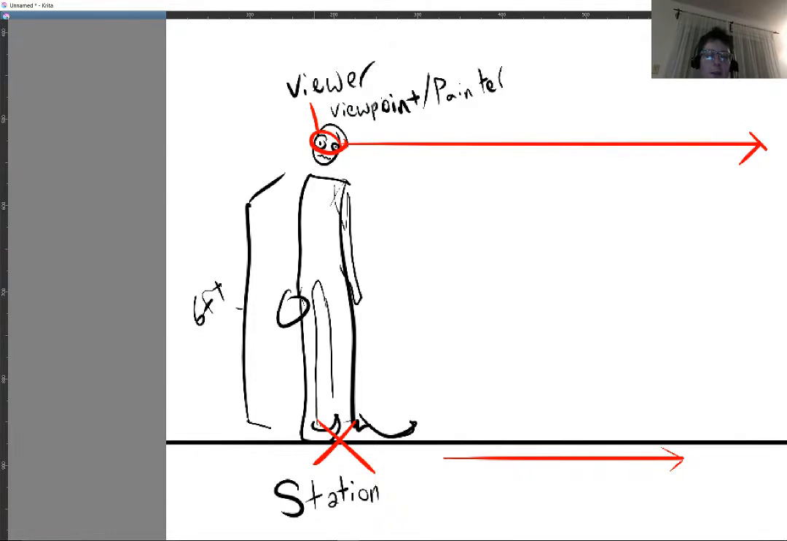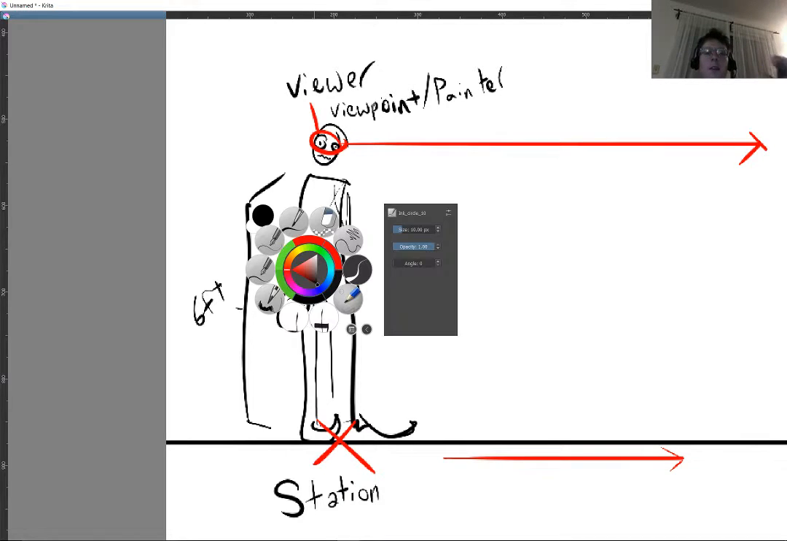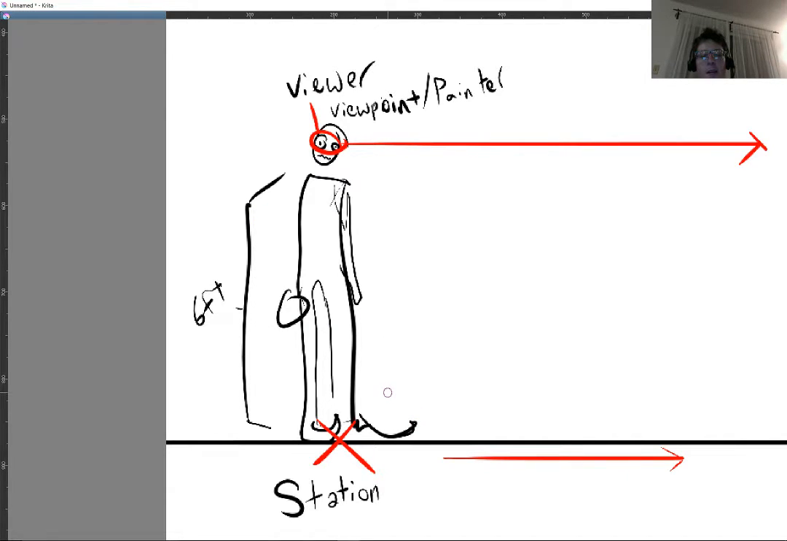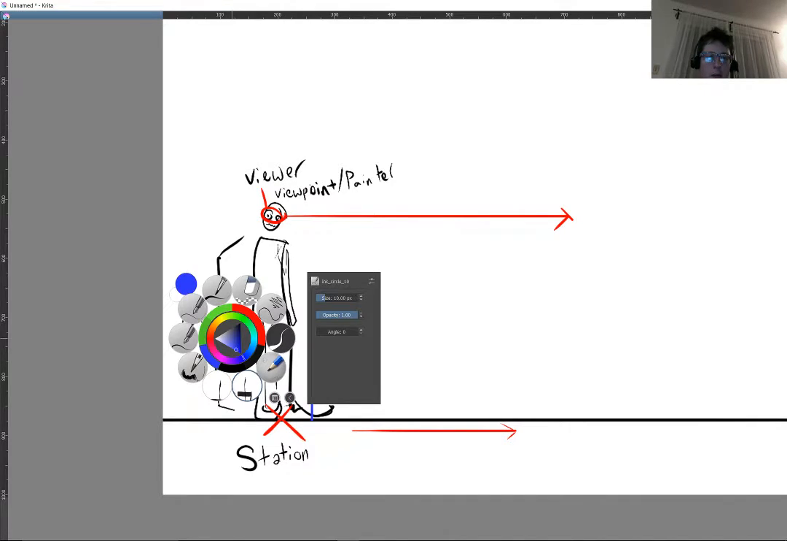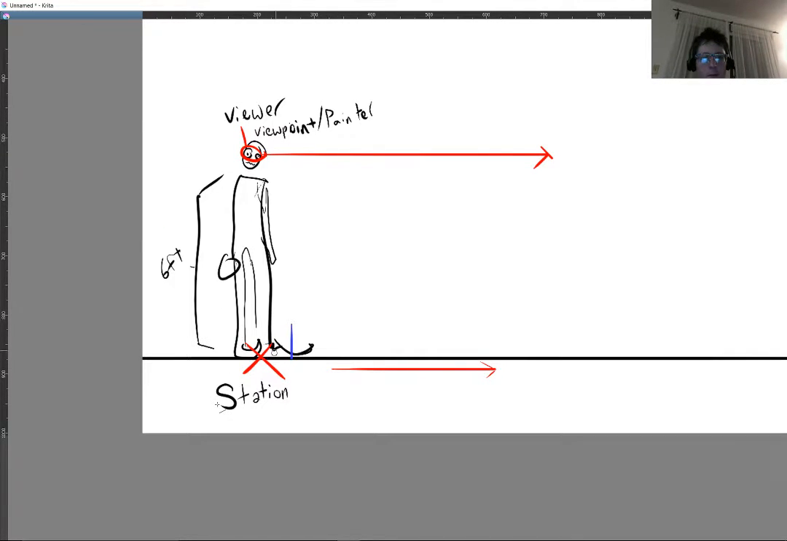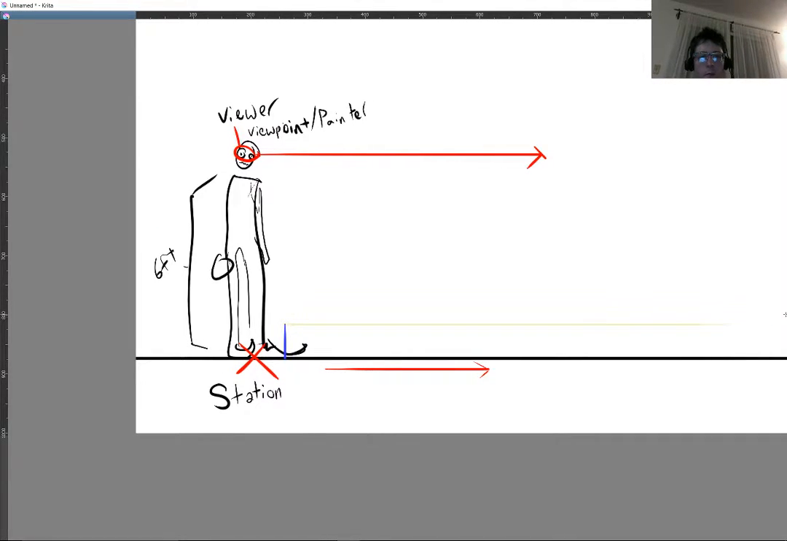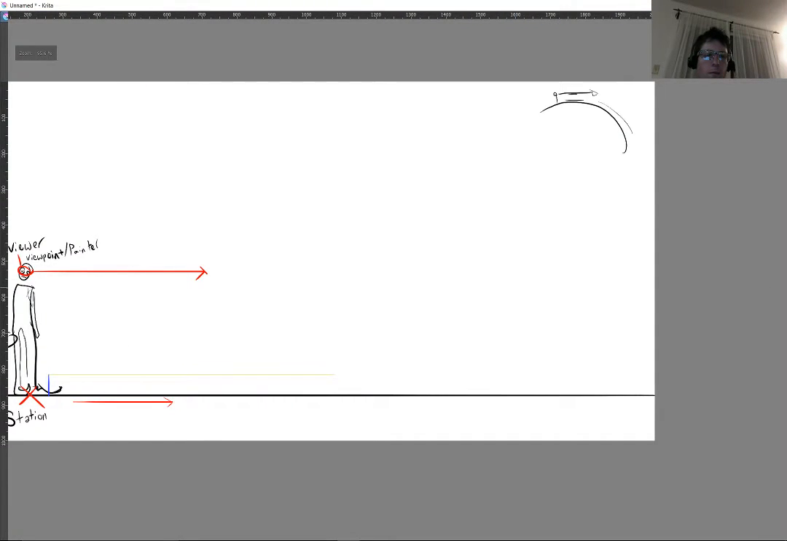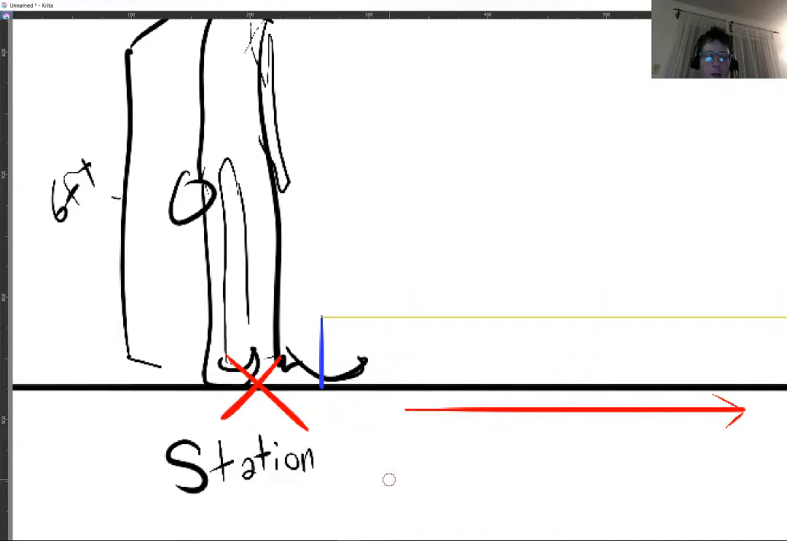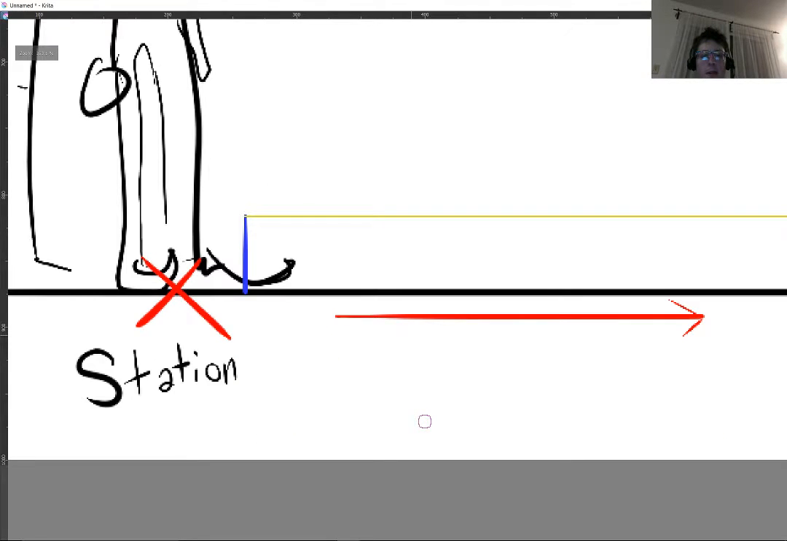Now the next thing we need to assume is that there's a series of posts on the ground, perhaps. Maybe they're road markers or something. And there's one right here by your foot. Put a little guide for myself in this light yellow. And these posts happen every 10 feet or so.